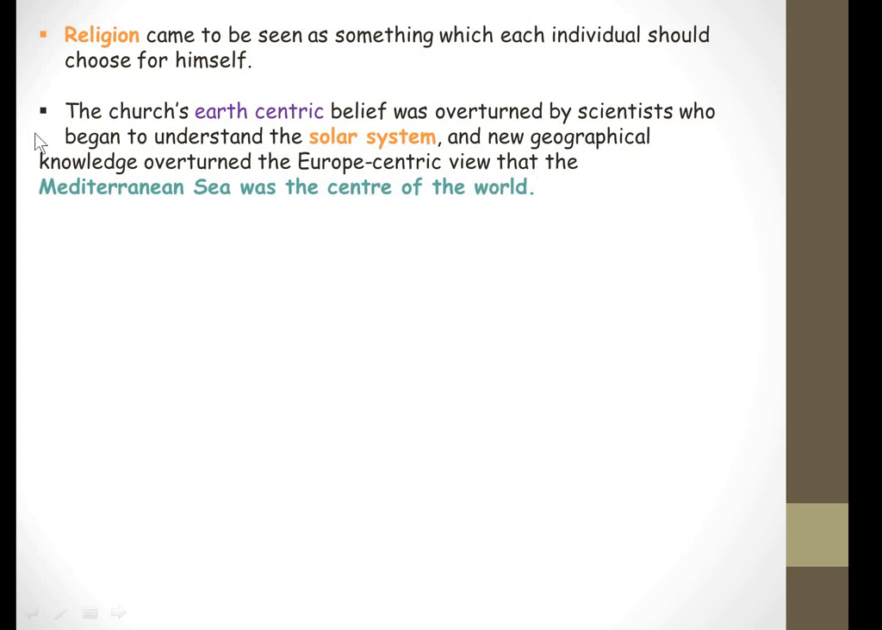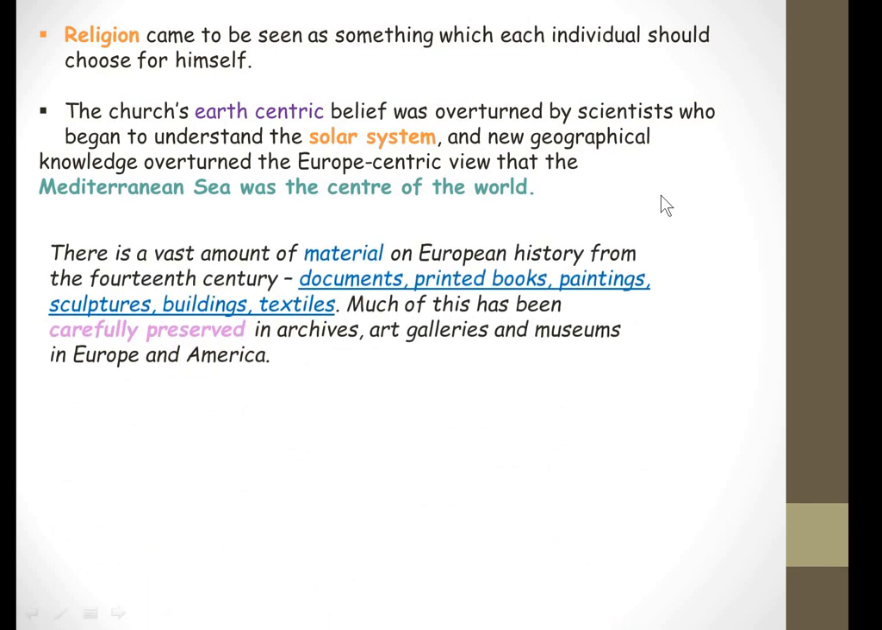So new geographical discoveries were made, and that overturned the Europe-centric view. The complete view that the Mediterranean Sea was the center of the world was changed. People believed all these kinds of things, that it was the center of the world. Everything got overturned with inventions and discoveries. A lot of material was gathered, especially on European history.